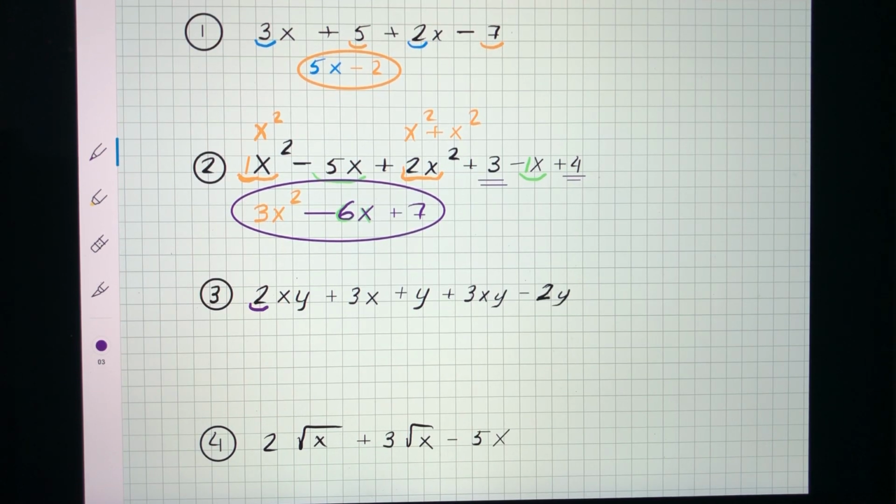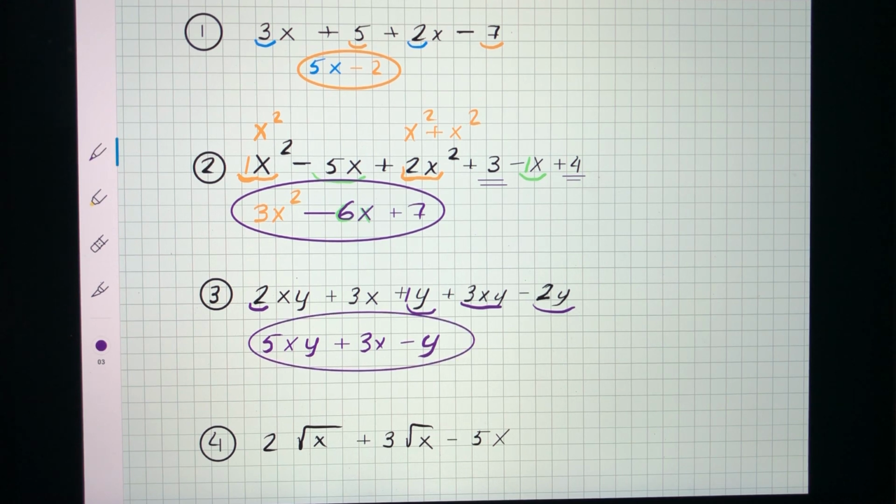2xy plus 3xy will make 5xy. The 3x is by itself, there is nothing to combine it with, so that stays. And then 1y minus 2y will make minus 1y. And that's the answer to the third example.